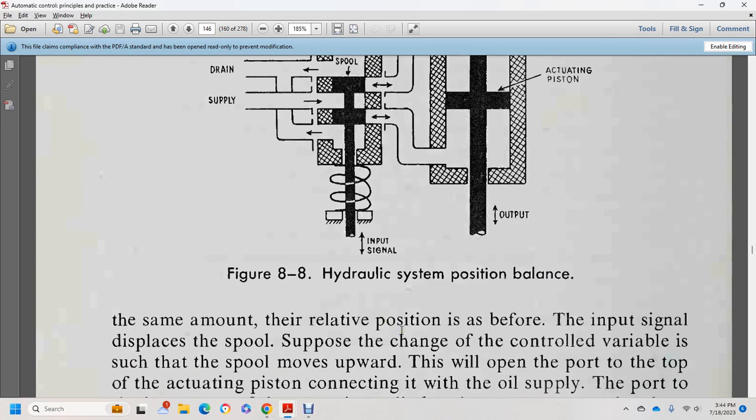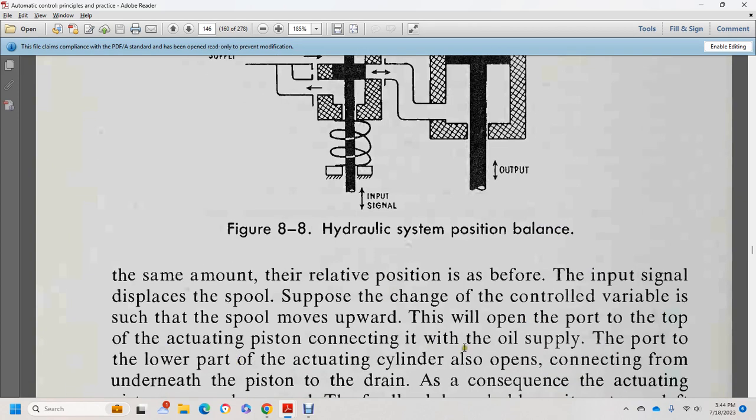With the same relative position as before, the input signal displaces the spool. The chain with the control variable stretches, the spool moves upward, opening the port to the top of the actuating piston, connecting the oil supply with the port to the lower port of the actuating cylinder, which also connects the underneath of the piston with the drain.